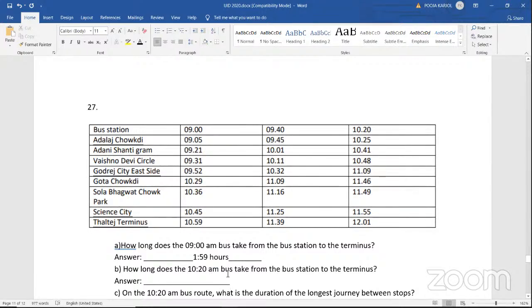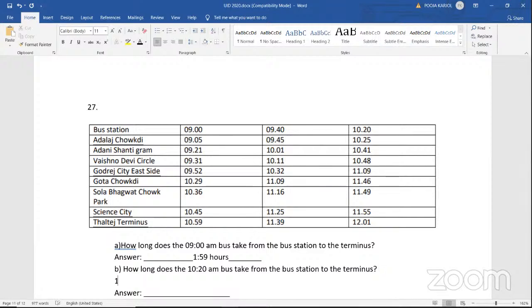How long does the 10:20 a.m. bus take from the bus station to the terminus? 10:20 bus starts from here. 1 hour 41 minutes. 1 hour 41 minutes? Okay. Yeah, 1 hour 41 minutes. Okay, how?